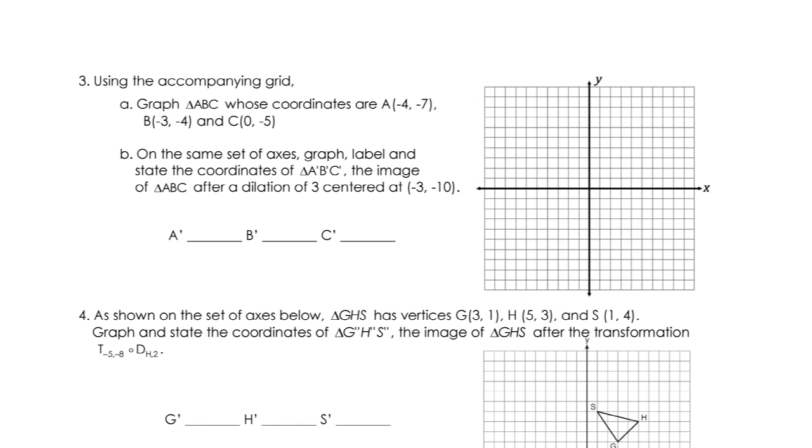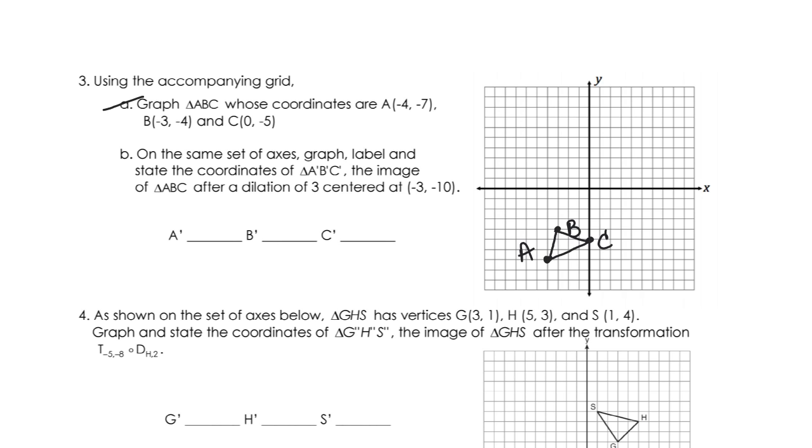All right, guys, we are on Unit 7, Day 3. We're on the back side of Day 3 notes, and it says using the accompanying grid, graph triangle ABC, whose coordinates are A, which is -4, -7. B is at -3, -4. And then C is at 0, -5. Okay, so part A is finished.